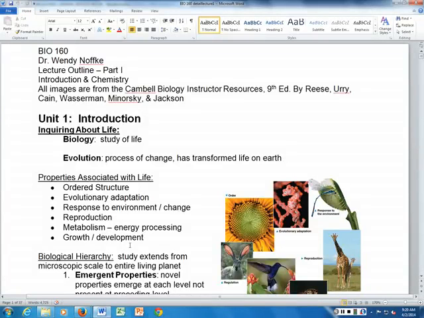Okay, so we'll go ahead and get started with information from Chapter 1. Chapter 1 is just an introduction and an overview of what we're going to be covering. Biology is your study of life, and we're studying just a really small portion of biology, the cells in here. Evolution is the process of change, and it's transformed life on Earth.